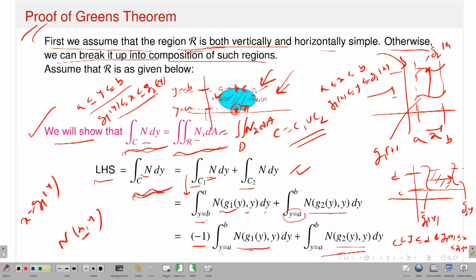So, what I do first, I calculate the left hand side. C can be broken up into two parts, C1 and C2. Then I just use the parameterizations, and if I do the integration, it turns out that this is nothing but the integral for y from A to B of N(G2(y), y) minus N(G1(y), y) dy. That is the left hand side.